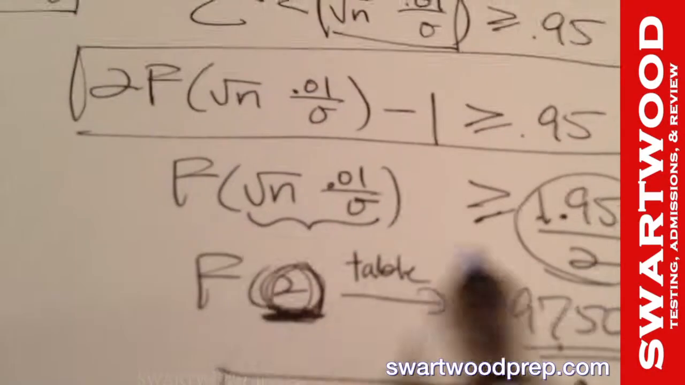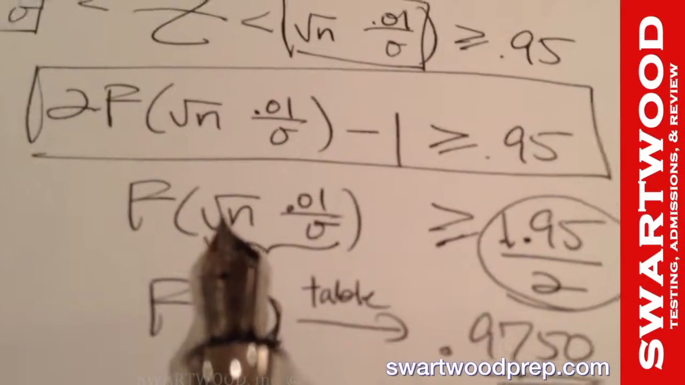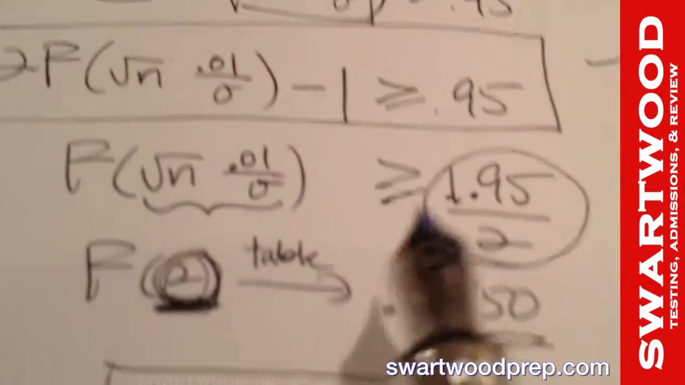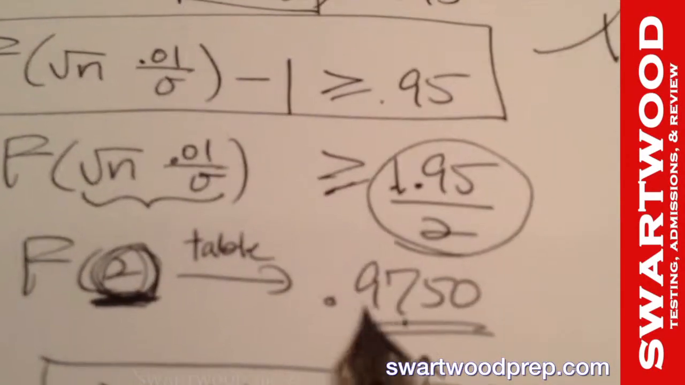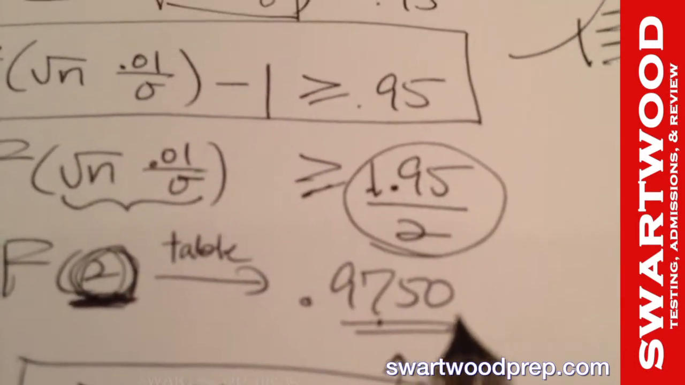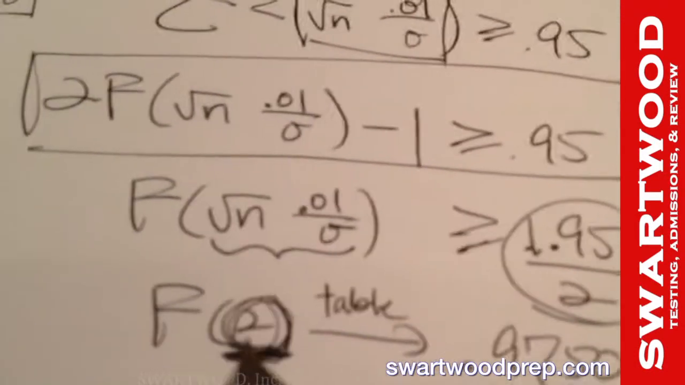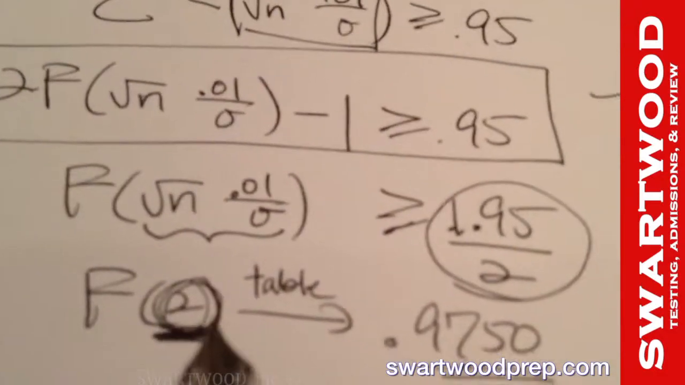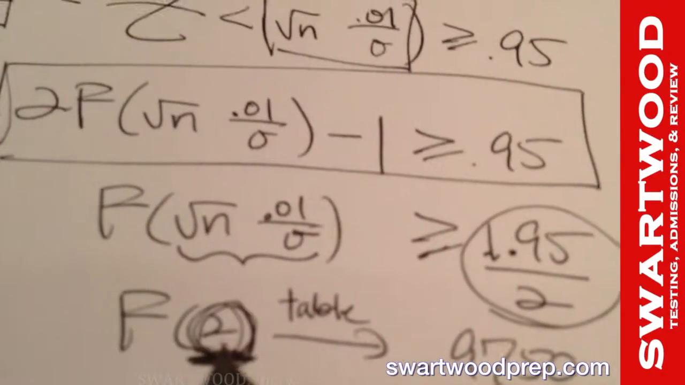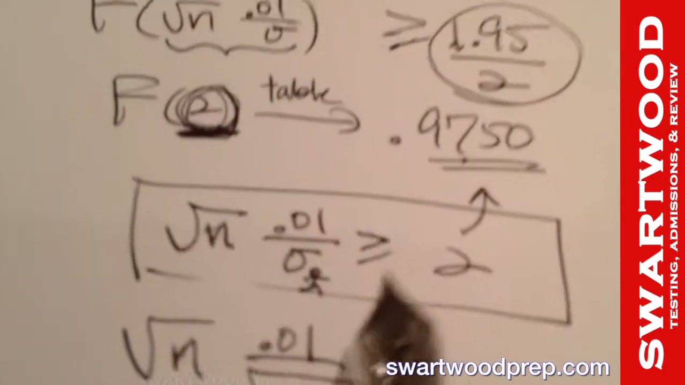We do a little bit of arithmetic, and then we get it down to F of square root of n, 0.01 over sigma, greater than or equal to this guy, which is 0.9750. Okay, the only thing now is I have to go backwards in the table. It's not really 2, but we faked it and said it was 2. That means this guy and 2 must be the same. So I should set up an equality.